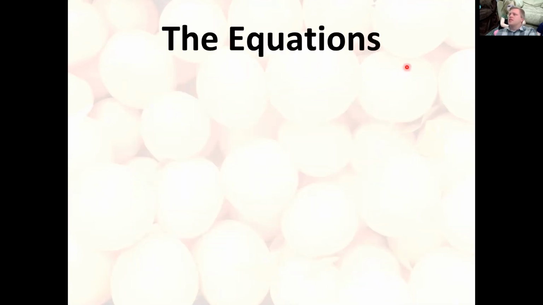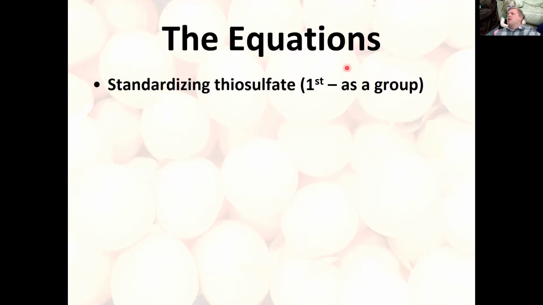All right, so let's actually look at what's going on specifically in this lab. So in this experiment, you'll first have to standardize a thiosulfate solution. Now, why do you have to do this? Well, because thiosulfate is not a primary standard, so we have to standardize it to figure out its exact concentration.